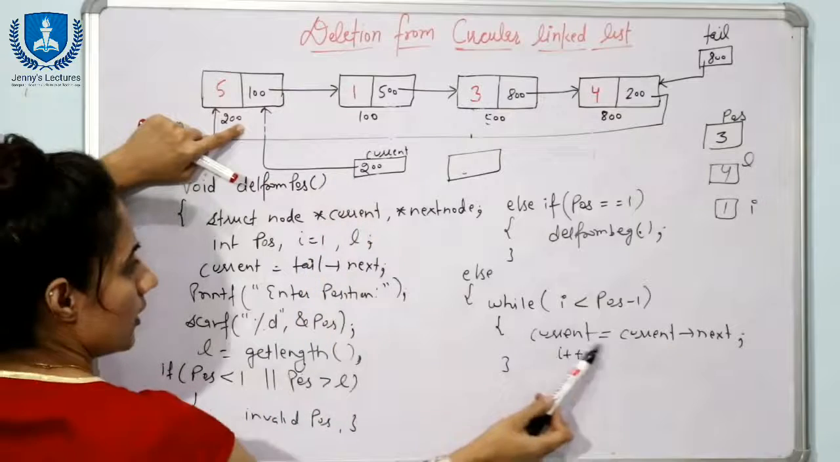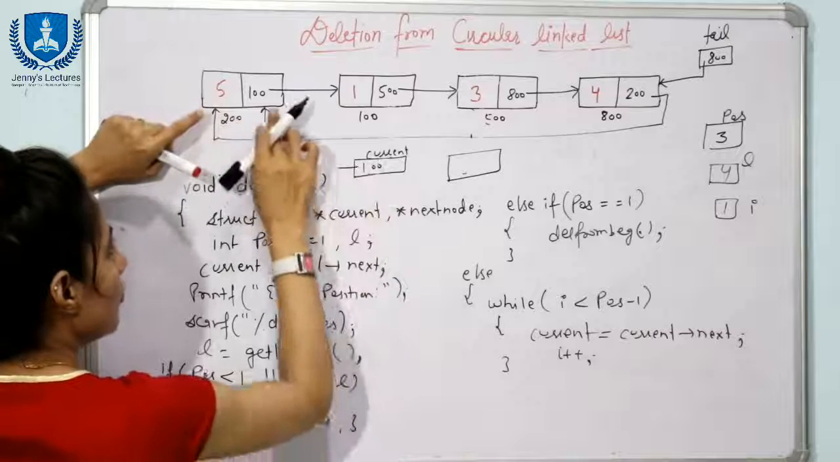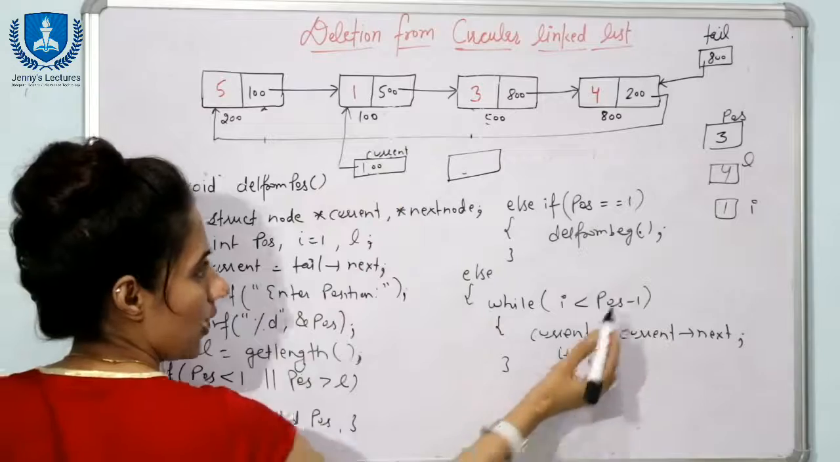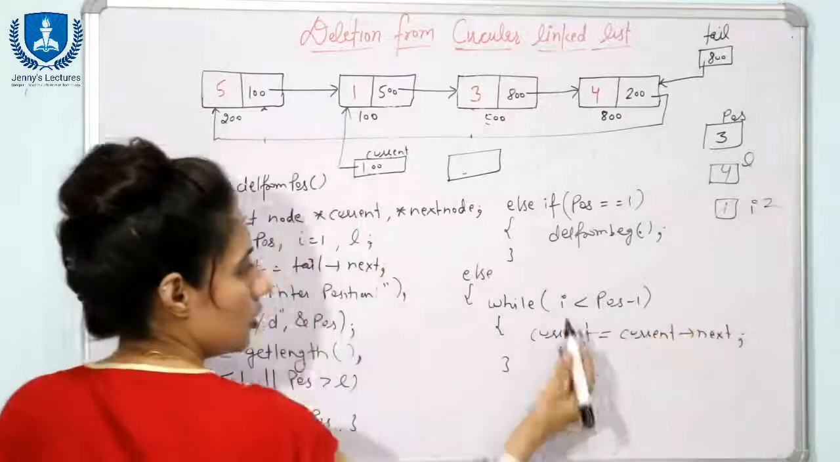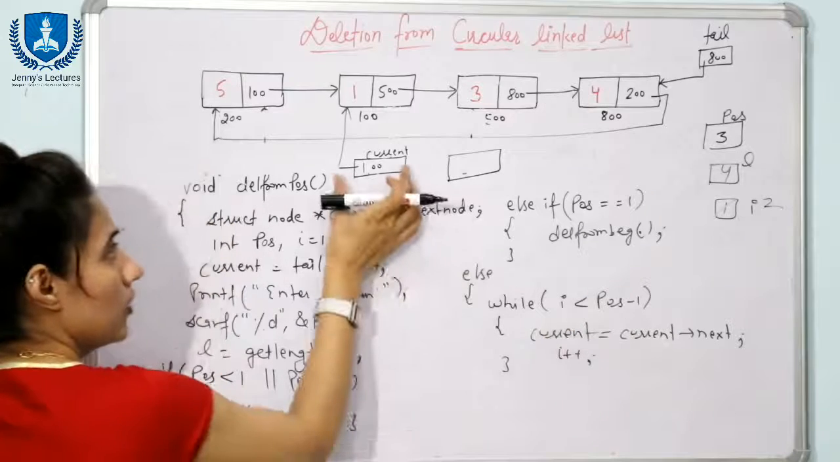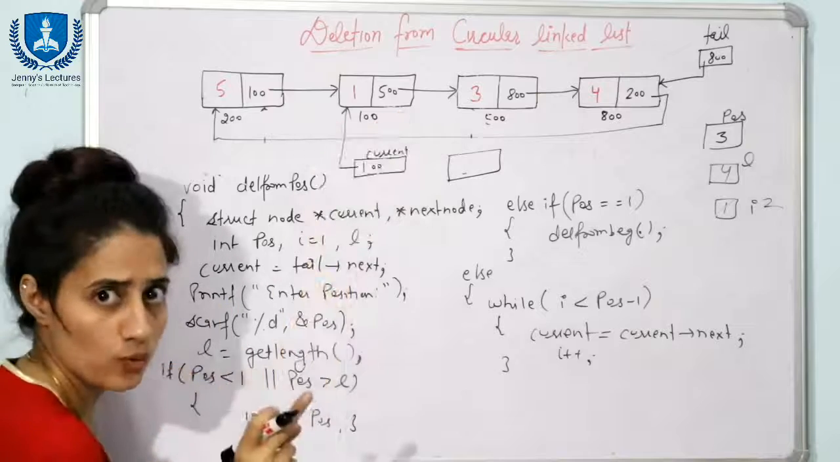Now we will move this. Current of next is what? 100. So here we will store 100. So now current is pointing to this node, right? I plus plus, now I becomes 2. Is 2 less than 2? No. So we are not going to enter into this loop. Now we have set current here. As we can see, we have reached till position minus 1.